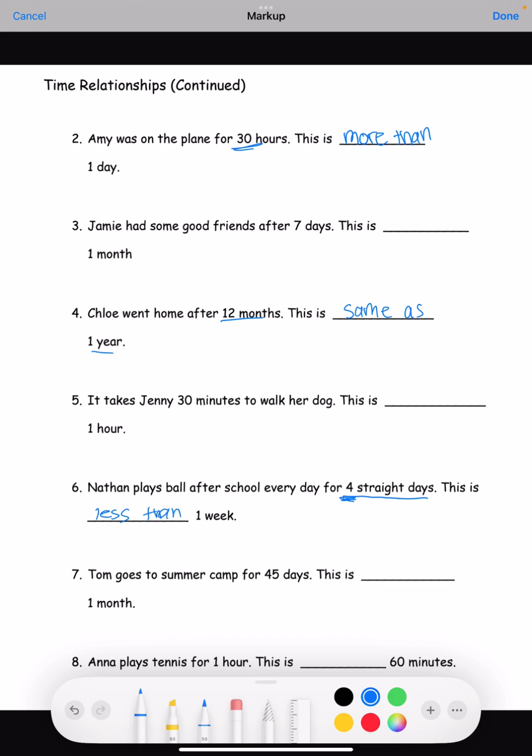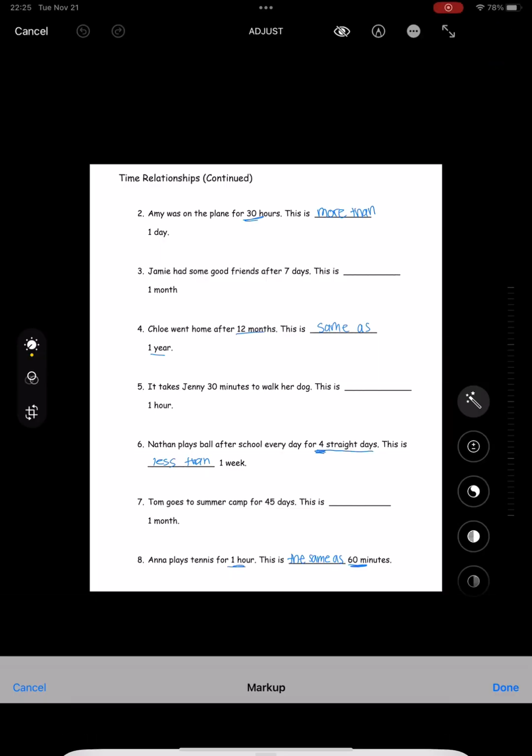Now let's try 8. Anna plays tennis for 1 hour. This is blank than 60 minutes. So in 1 hour, there are how many minutes? There are 60 minutes, so this is the same as. All right, next page.